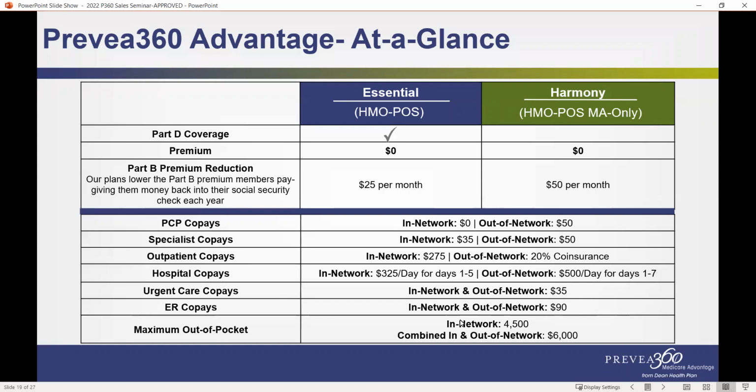The max out of pocket for in-network is $4,500. And combined in and out of network is $6,000. So the in-network max out of pocket is $4,500, or any combination of in and out of network reaching $6,000, you meet your out of pocket maximum.